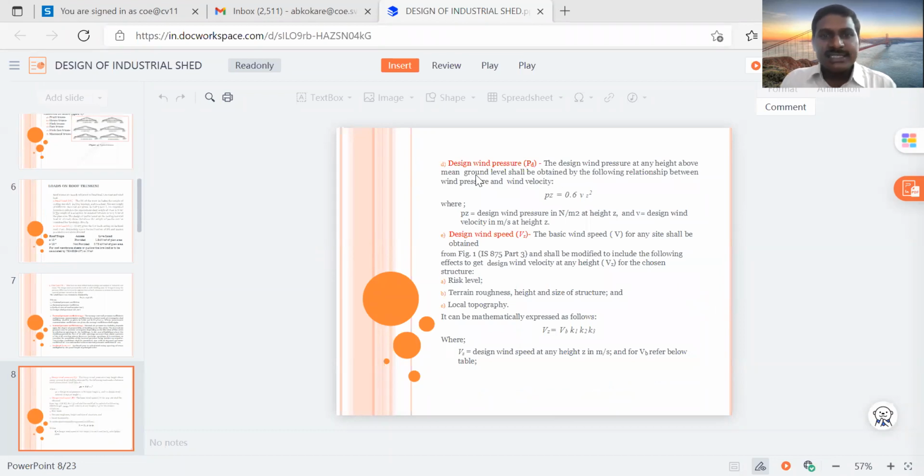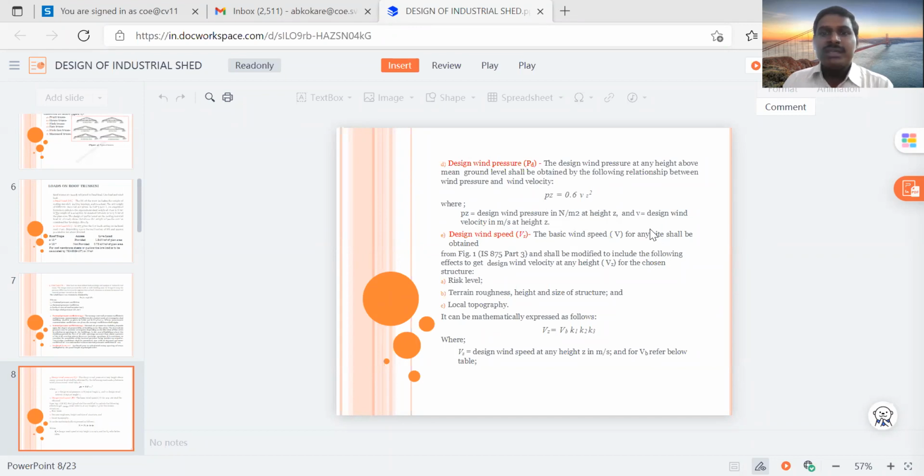Then next is the design wind pressure. As we have discussed, how to calculate design wind pressure. So design wind pressure at any height above the ground level is obtained by the relation PZ is equal to 0.6 VZ square. So PZ is the design wind pressure in Newton per meter square.